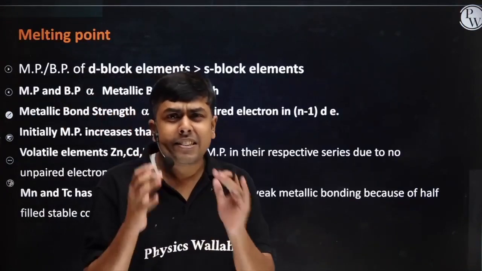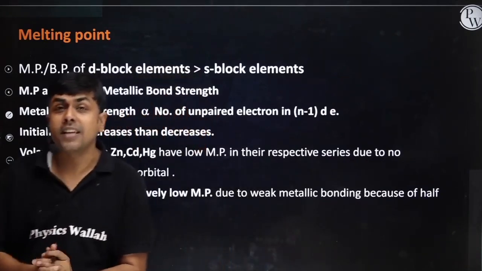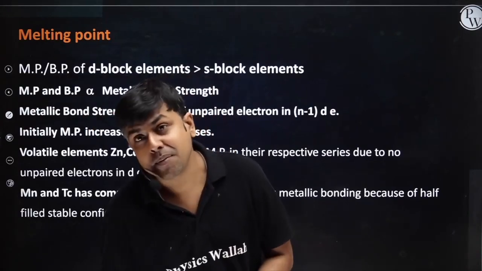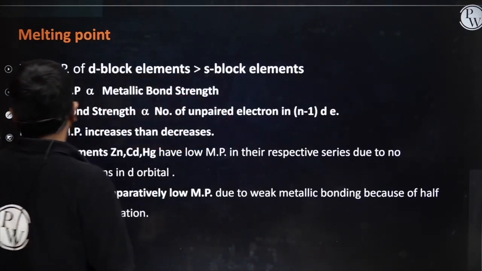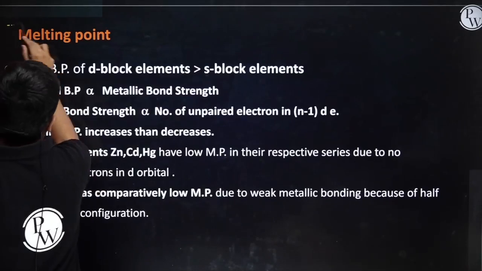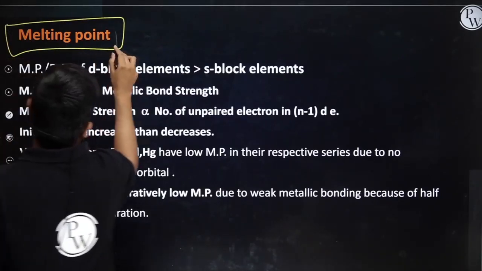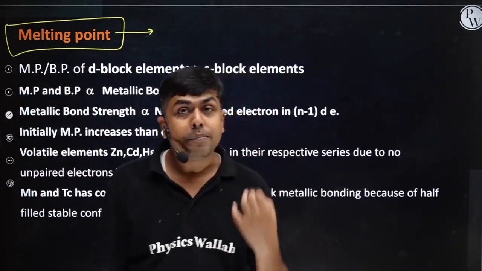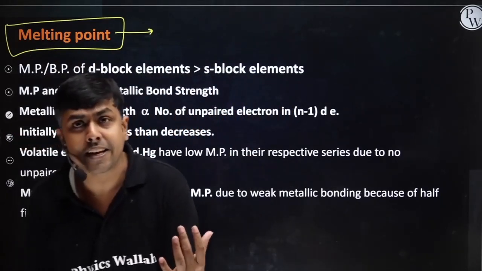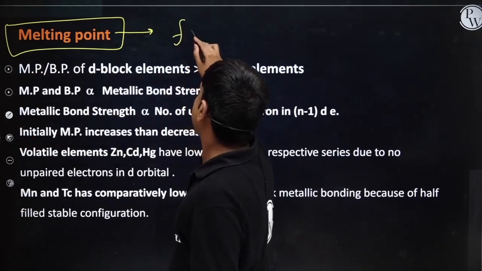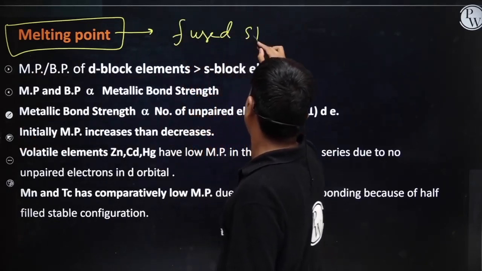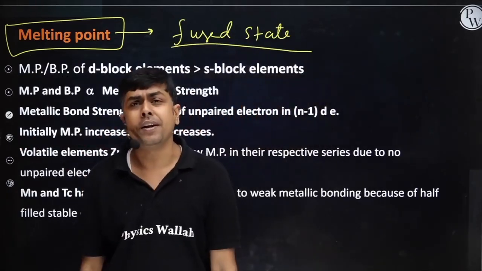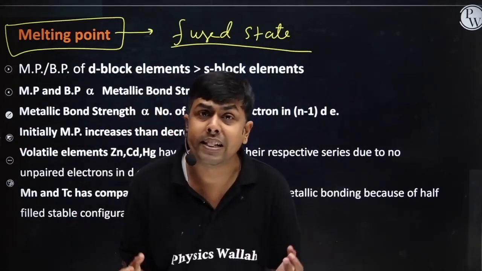Moving ahead, the next property which we are going to discuss is there on the screen, and it's the variation in melting point of D block elements. Let's first of all try to understand this word melting point. It's nothing but the minimum temperature at which an element is in its molten state or fused state. Now, student, melting point simply depends on lattice energy.